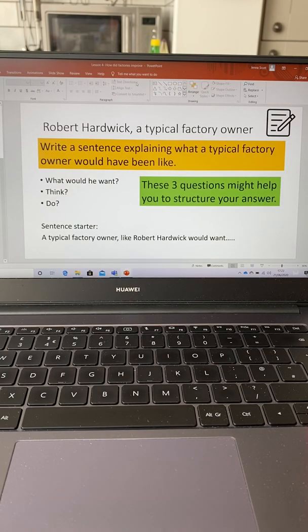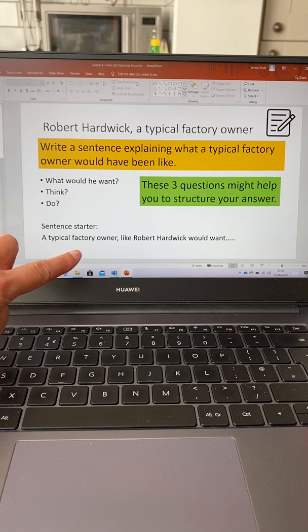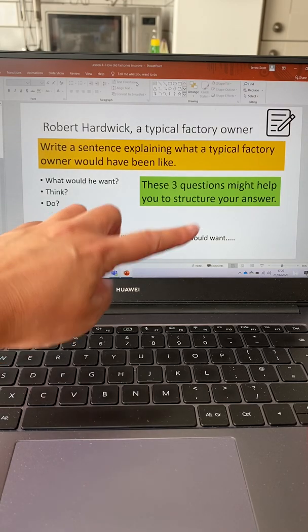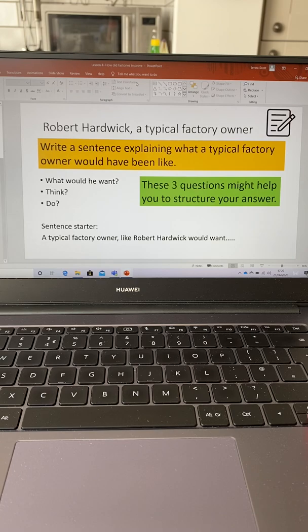Then we've got, again, thinking about what we learnt last lesson. We're asking you to think, from the point of view of a typical traditional factory owner, someone called Robert Hardwick. We'd like you to write a sentence explaining what a typical factory owner would have been like. What do you think he really wants? What do you think he's thinking about? What do you think he's going to do? How much do you think he's going to care about his workers? So you've got a little starter sentence there to help you. A typical factory owner like Robert Hardwick would want. So come up with some little suggestions.